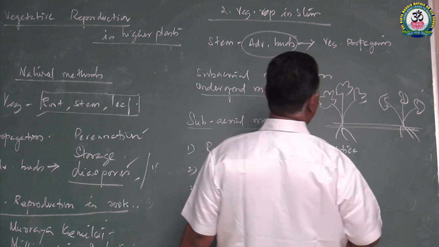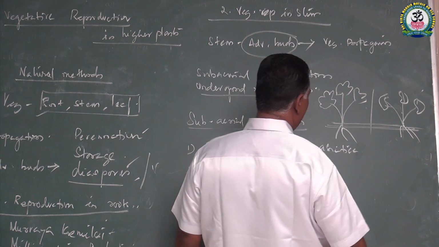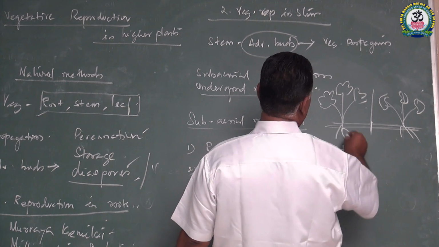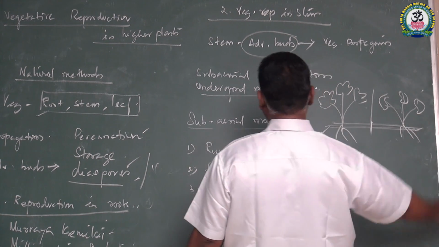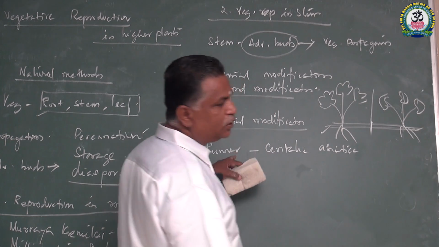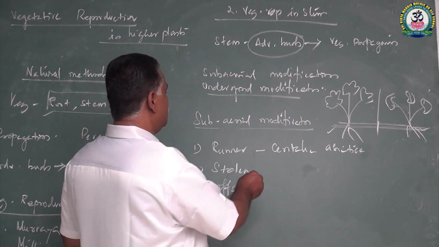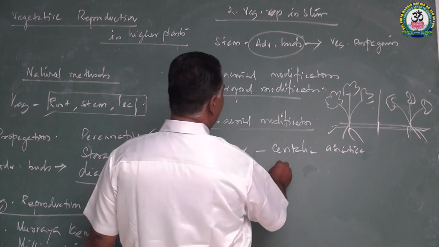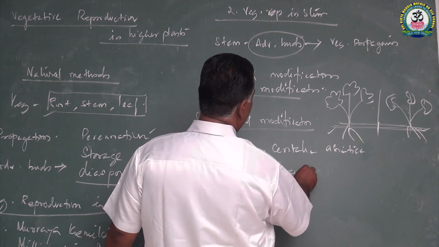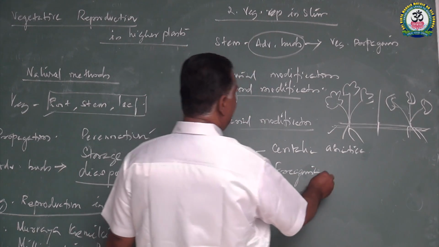If by the application of mechanical force the stem is cut down, it can grow independently. This is a kind of vegetative reproduction found in Centella asiatica, and there are so many examples for that. Then stolon, it is found in Fragaria and Mentha.